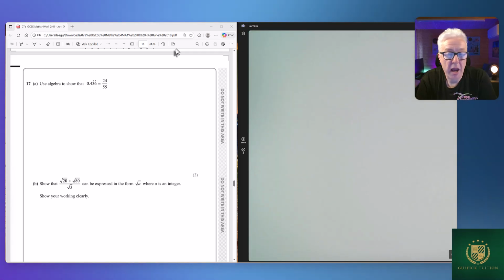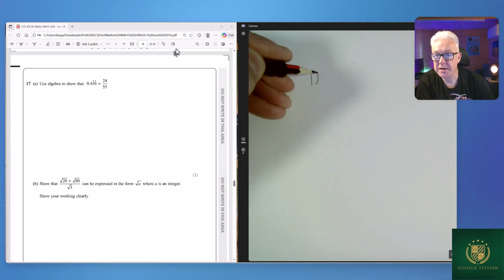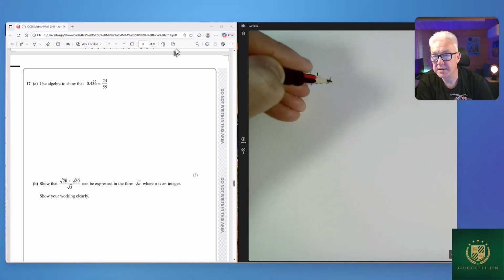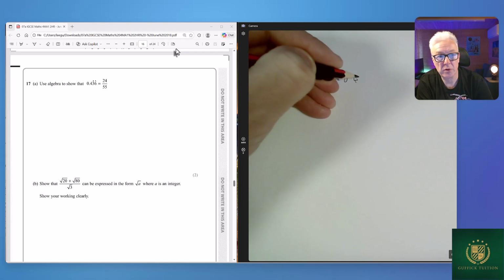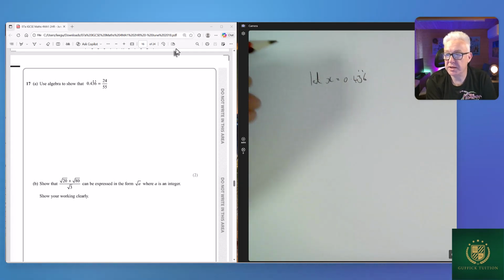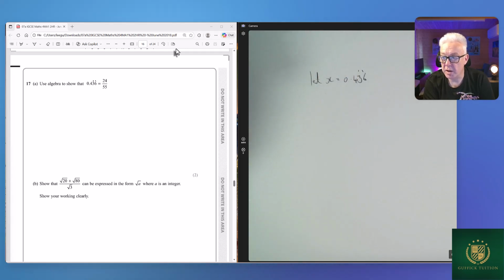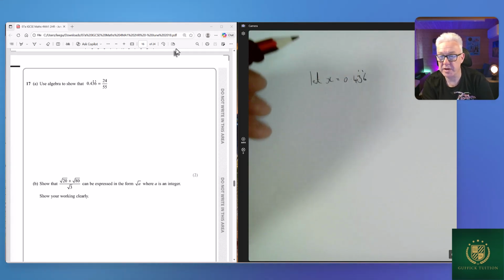Hello everyone, we've got an algebra question here, and the first part is to do with recurring decimals. It says use algebra to show that 0.436 recurring is 24 over 55. We always start these questions by saying let x equal our 0.436 recurring. Now the idea with these questions is to get the recurring bit lined up with another recurring bit so you can take them away from each other.